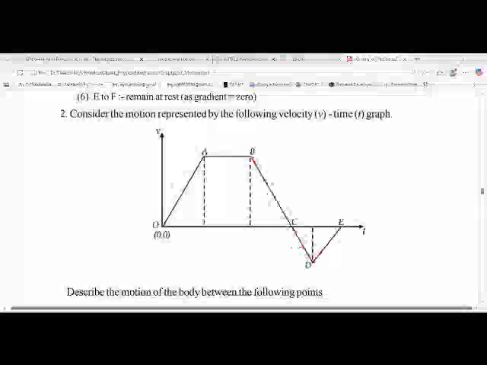If you consider DE, it represents deceleration. Finally, it is stopped. You have to describe that also. You can check these answers. Already we have talked about these cases in the third question.